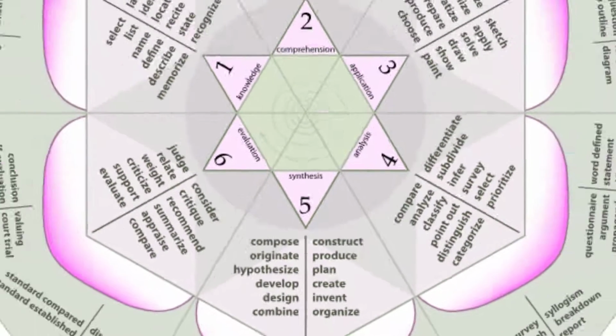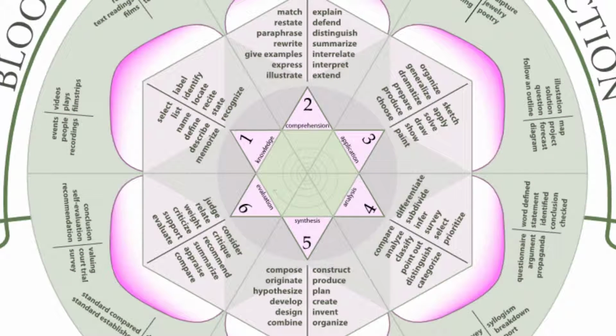Now, where does animation fit in? I find that animation fits in really well with number 1, knowledge, and number 2, comprehension. This is common in the explainer videos that you see. Sometimes you'll see explainer videos for a particular app, a particular phenomenon, a particular scientific or social occurrence, and those are knowledge and comprehension type animations and videos.